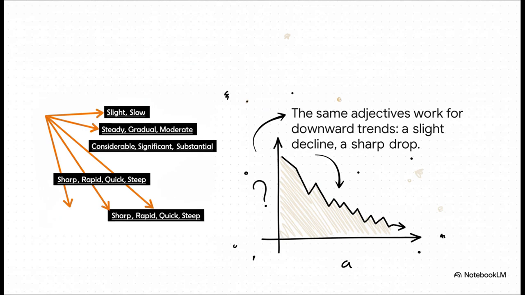And here is the absolute best part. You already know these adjectives. The exact same words we use to describe the speed and degree of an increase, like slight, gradual, or sharp, they work perfectly here. You can talk about a slight decline or a sharp drop. See? The toolkit is already working for you.